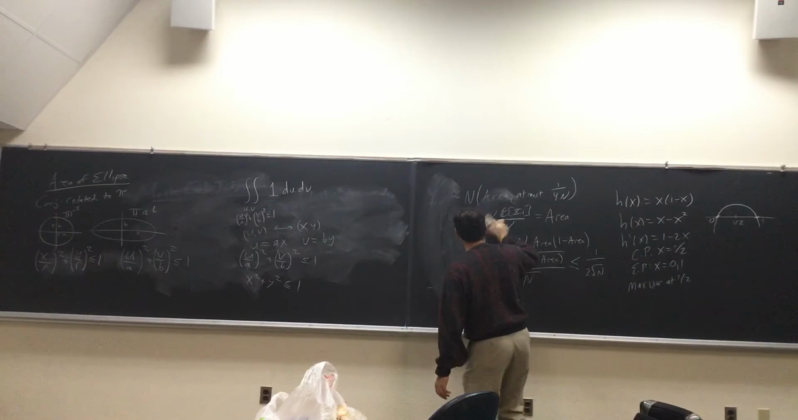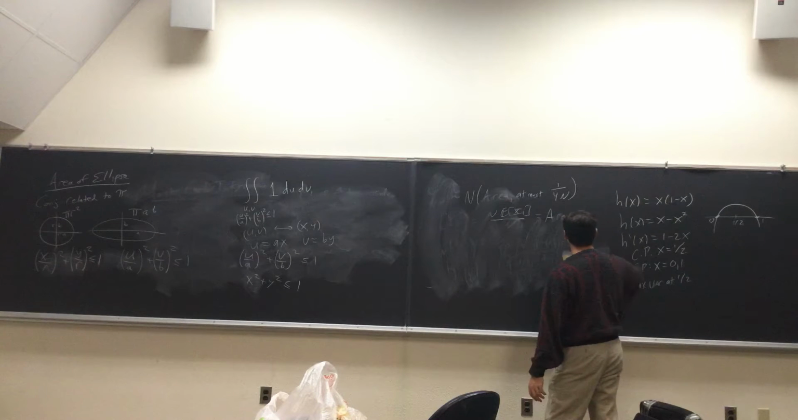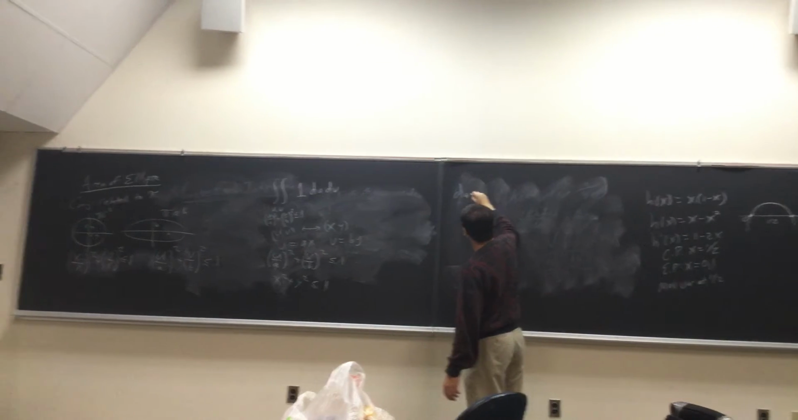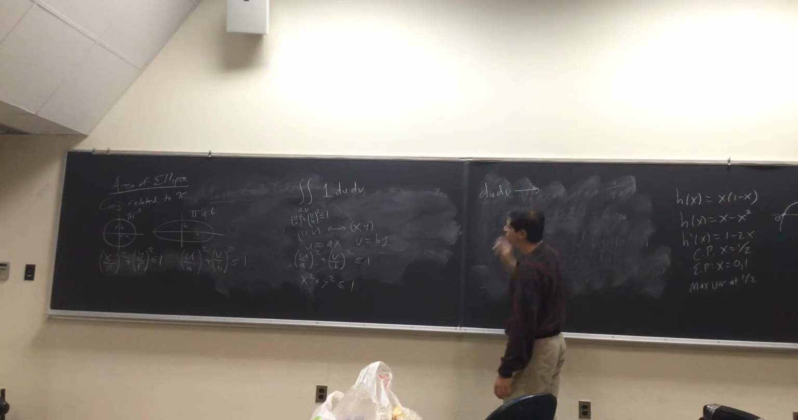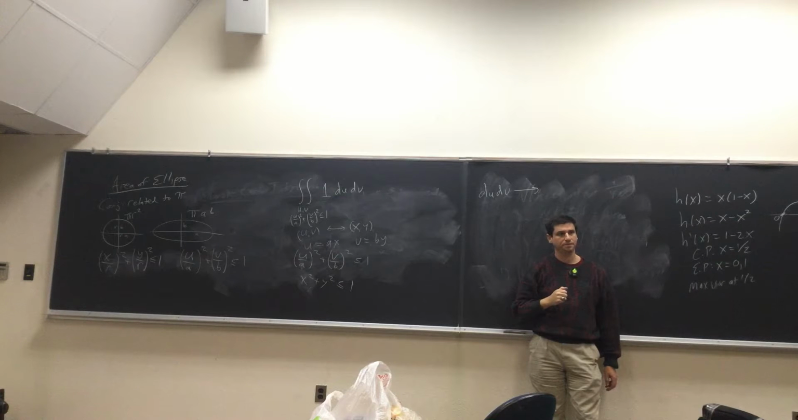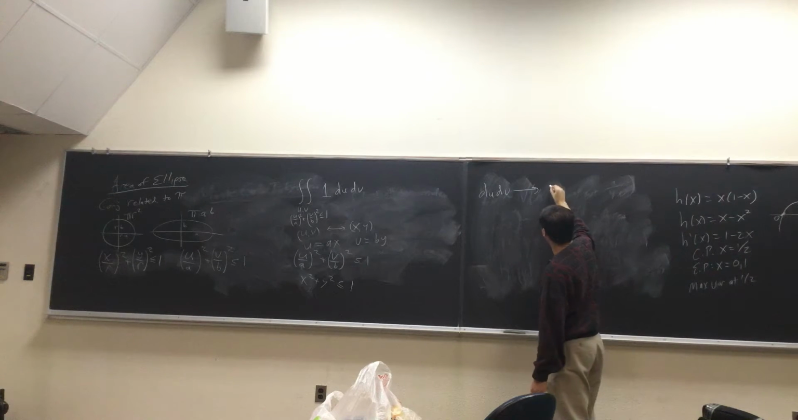So now, let's do the calculation. We have to figure out how the area element changes. So we want to figure out what does du dv go to? Well, if u is ax, what's du? a dx. And so du dv goes to ab dx dy.